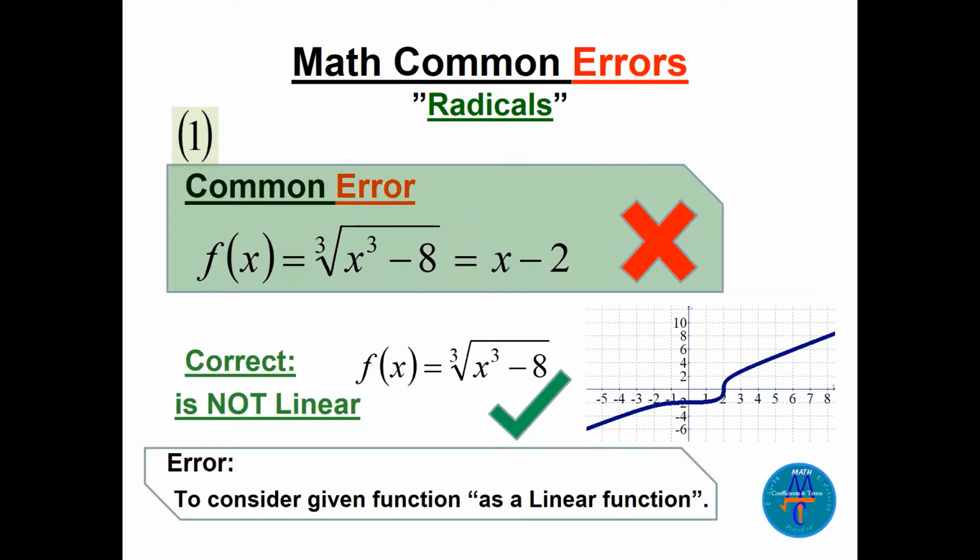We have one or two different from inequalities. The first one: if we have a function f of x equals the cube root of x cubed minus 8, somebody might ask, is this a straight line? Some students think that the cube root of x cubed minus 8 can be simplified to x minus 2. That's completely wrong, because we have a minus, or even a plus. So the correct function is not linear. This is the graph. It is not linear. This is a cube root function. So that's a big mistake.